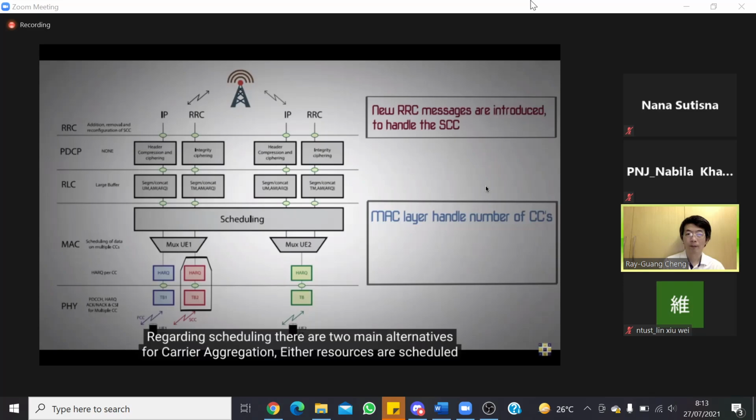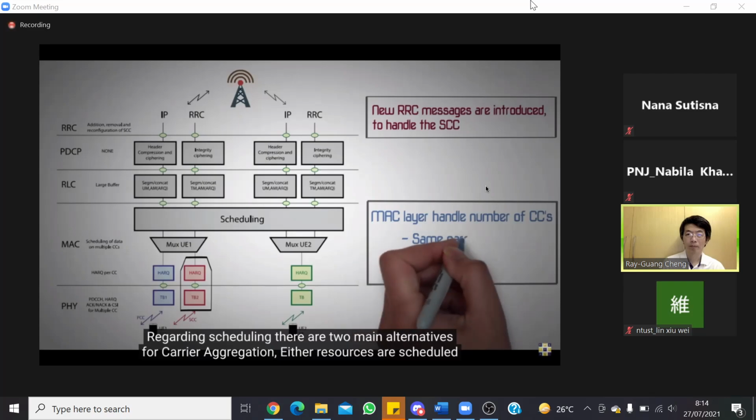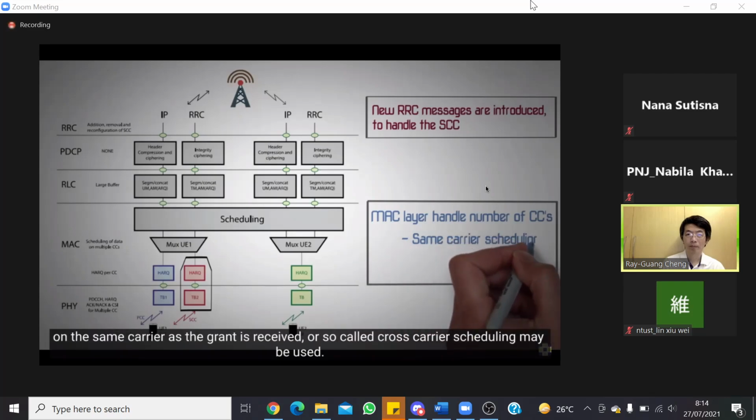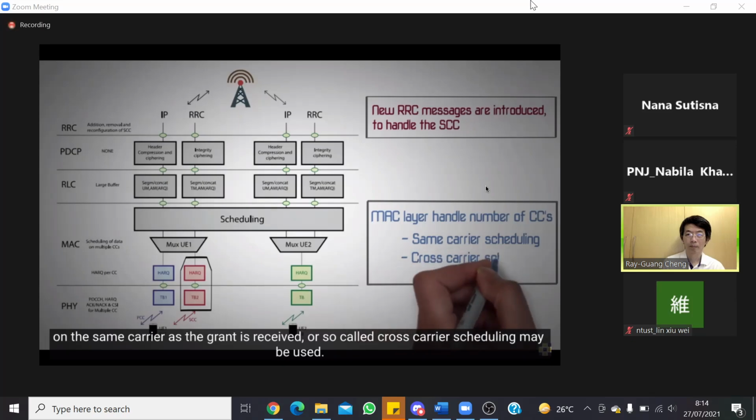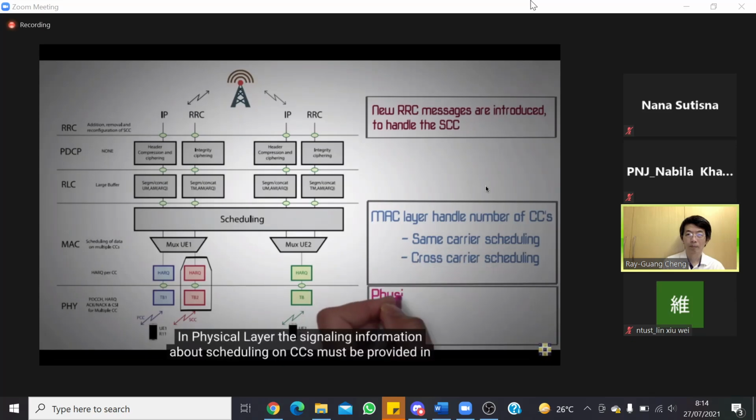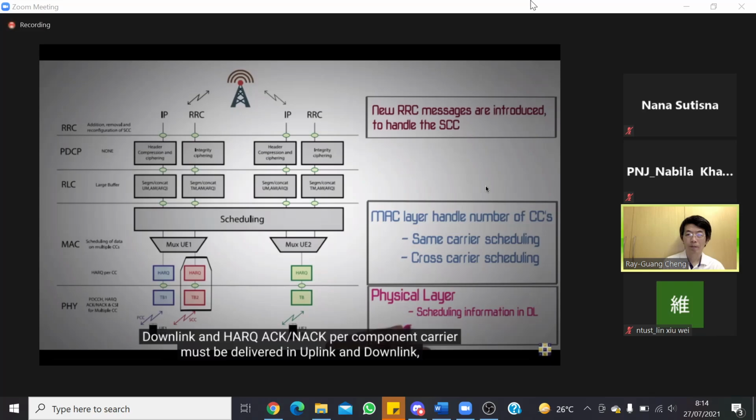Regarding scheduling, there are two main alternatives for carrier aggregation. Either resources are scheduled on the same carrier as the grant is received, or so-called cross-carrier scheduling may be used. In the physical layer, the signaling information about scheduling on component carriers must be provided in downlink, and HARQ ACK/NACK per component carrier must be delivered in uplink and downlink.